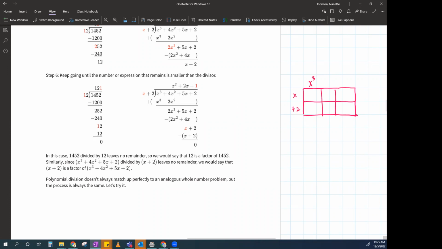And then someone asked in the chat, Miss Johnson, if I multiply 121 by 12, I'm supposed to get the dividend, correct? The guy inside the big number. Yes. Same thing goes here. If I multiply x plus 2 times x squared plus 2x plus 1, then I'm multiplying this out here. Very good. Anybody know a different way to check my answer?